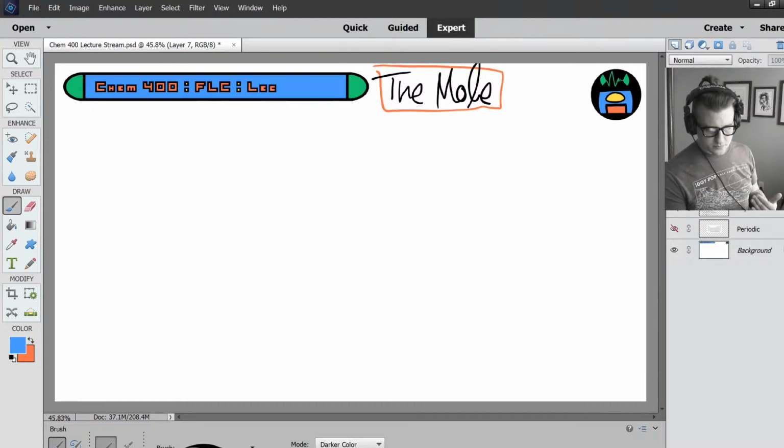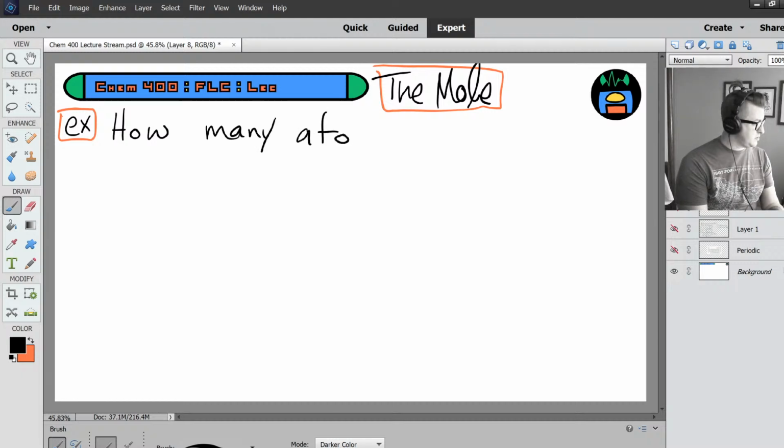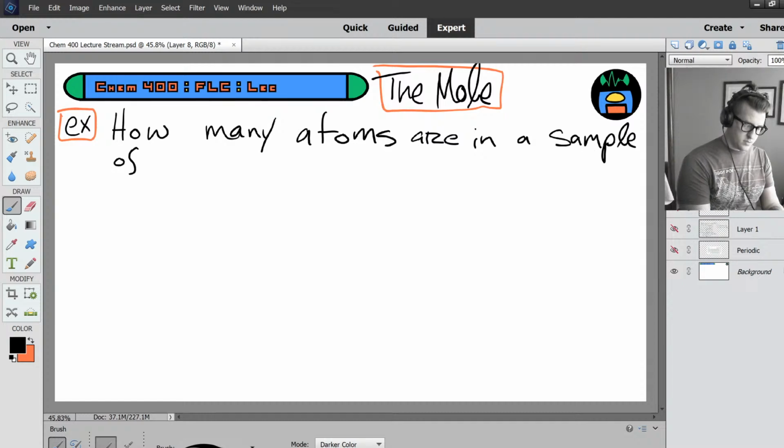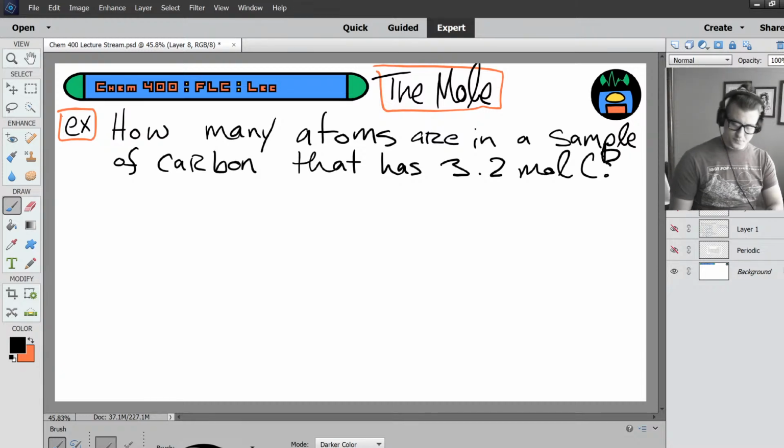Now, let's do a few examples. Starting with how many atoms are in a sample of, where are we, carbon, that has 3.2 moles of carbon. All right. Now this is an example of a unit conversion.